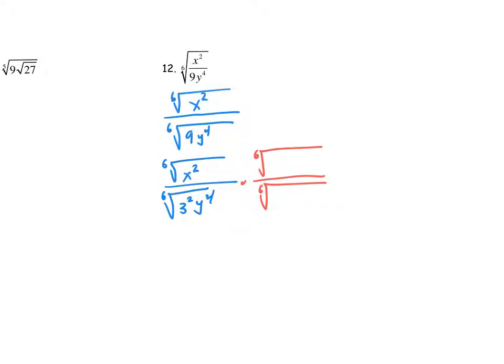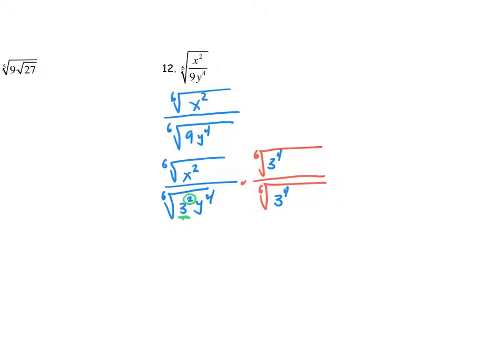And since we have a sixth root, we're going to need 6 of each of the factors that appear in the denominator. So for 3, we have 2 3's, right? So in order to get rid of the radical in the denominator, we're going to end up needing 6 3's. So I'm going to multiply this by the sixth root of 3 to the fourth, and I'm going to put the same term up in the numerator.